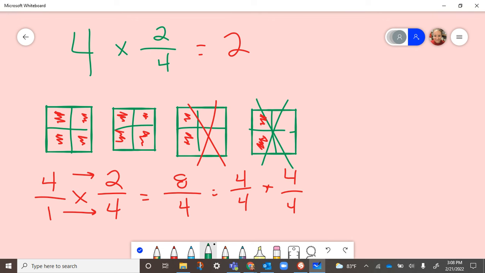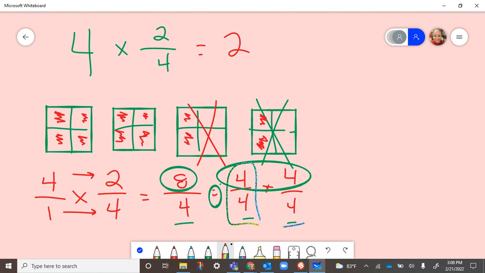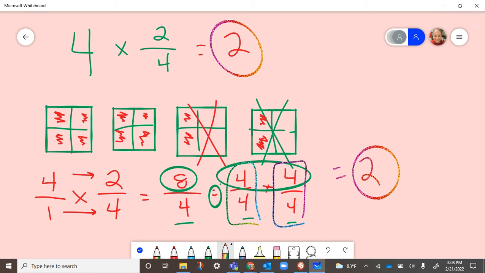So anytime you have that equal sign, what's to the left of the equal sign needs to be balanced with what's to the right. So here, 4 plus 4 is 8. That's balanced. And the denominators all need to stay the same. So that's good. So this is 1 whole, 2 wholes. So 8 over 4 is the same as 2 wholes, which matches what I got.